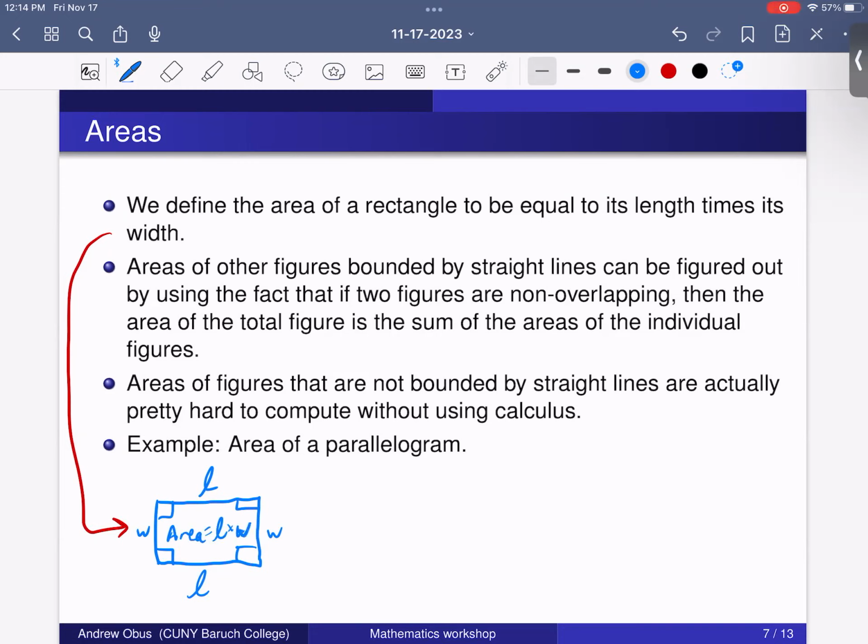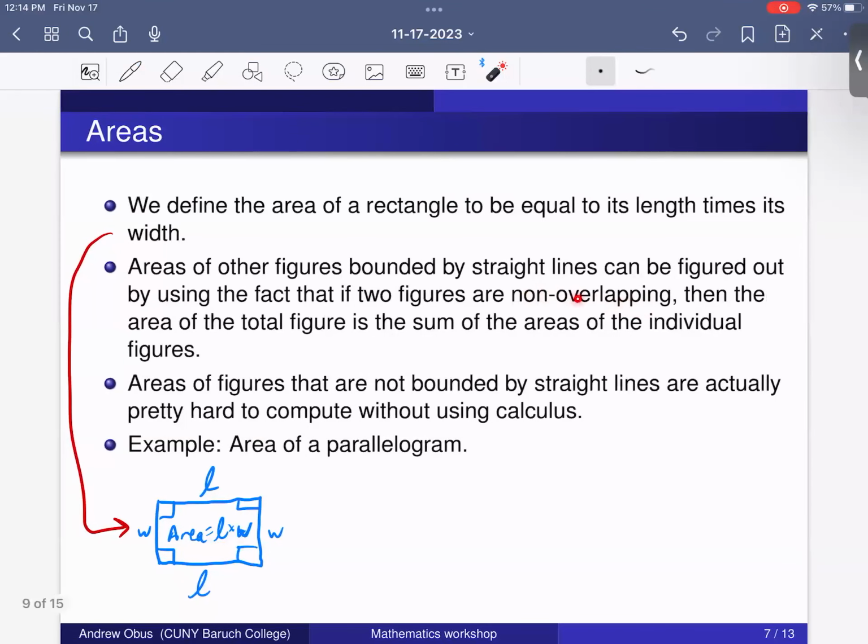This is very straightforward. And then it turns out that if you have other figures that are bounded by straight lines, you can usually figure out these areas just by using one simple fact. The simple fact is that if you have 2 figures that are non-overlapping, then the area of the total figure is the sum of the areas of the 2 individual figures.